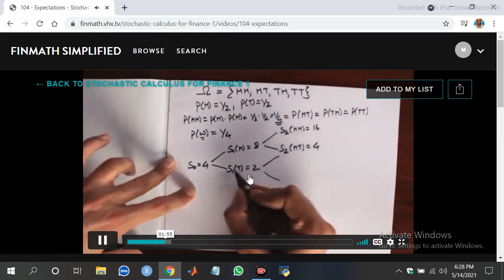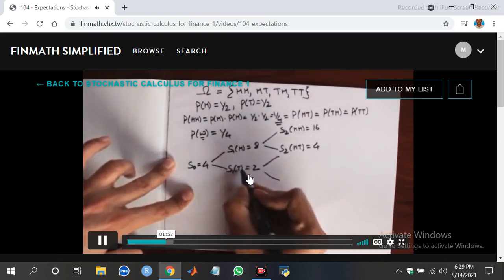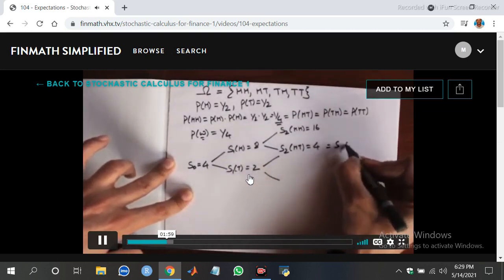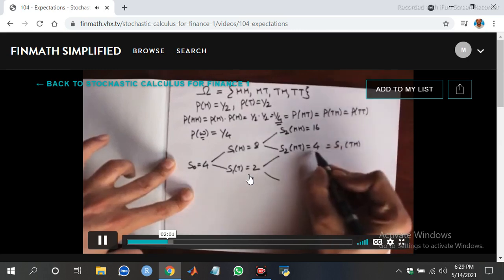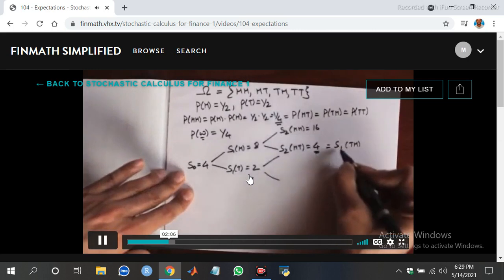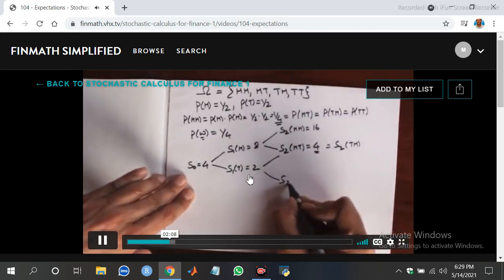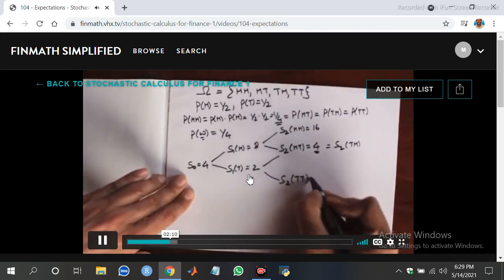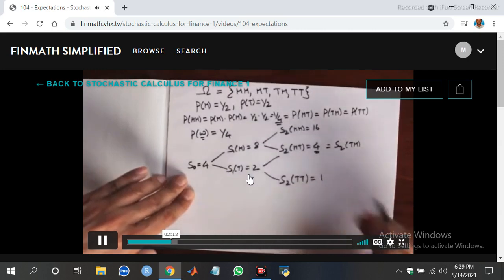Likewise here, if we get a head, which is S1 TH, the value will again become 4, double of 2. And if we get another tail, it will become half of 2, and it will be 1.